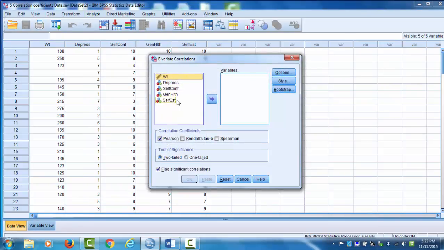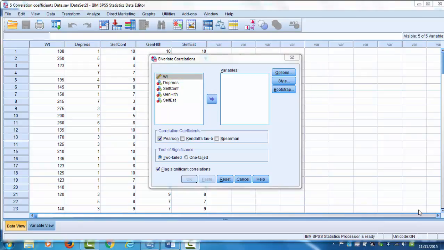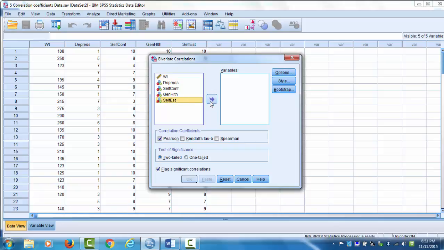Notice that my variables are listed here in the order that they appear in my data set, and I want to put the variables in a certain order. I'm going to put self-esteem in first, so I'm going to highlight it. Notice my arrow is pointing to the variable box. I want to move that variable over. Next, I'm going to put in self-confidence, then depression, then general health, and finally weight.